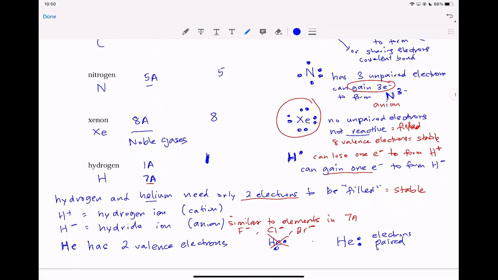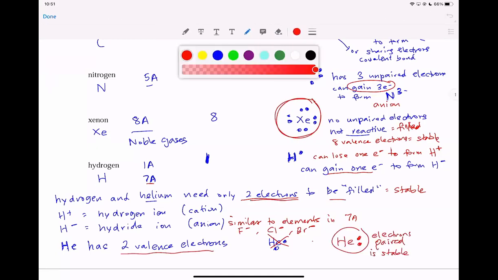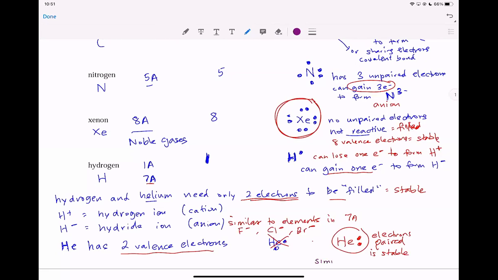Okay, so the electrons are paired up, and this is because there's only 2 electrons, and having only 2 electrons means you don't want to write them as unpaired. Helium is special. Those 2 electrons are filled and basically filling this up, and it is stable just like this xenon. Okay, so just like this is paired, and so this is stable. And so helium acts like everything else that is in family 8A. All of those elements in family 8A are stable.